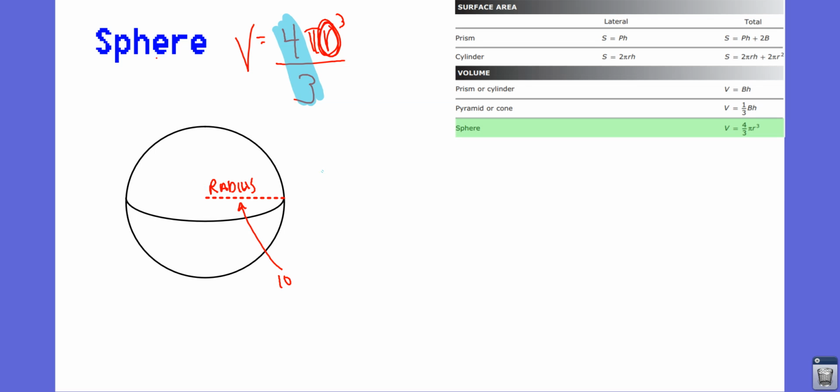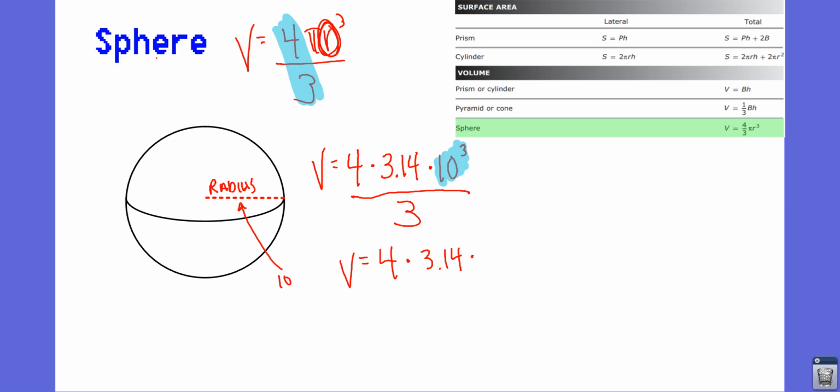So let's go ahead and fill in the formula. V equals 4 times 3.14, which is pi, times our radius, which was 10, cubed, divided by 3. What I'm going to do first is this 10 cubed. I just want to make sure that I'm getting all the little tiny math out of the way before I do all the big stuff. 4 times 3.14 times 1,000 divided by 3. Now all we got to do is type it in.